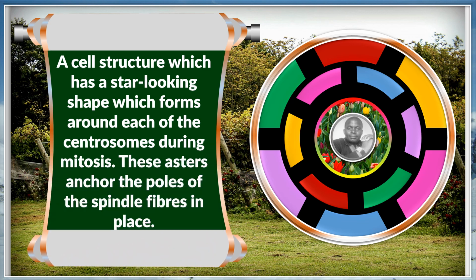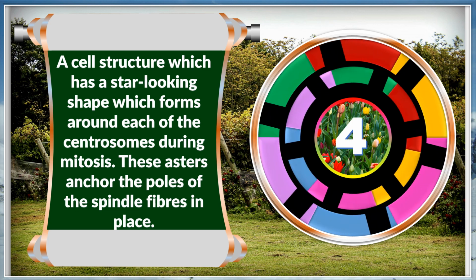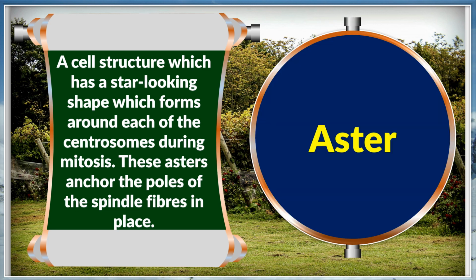A cell structure which has a star-looking shape which forms around each of the centromeres during mitosis. These stars anchor the poles of the spindle fibers in place. Aster.